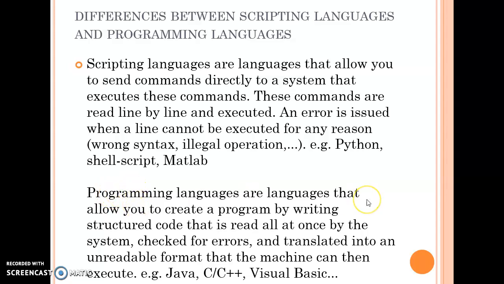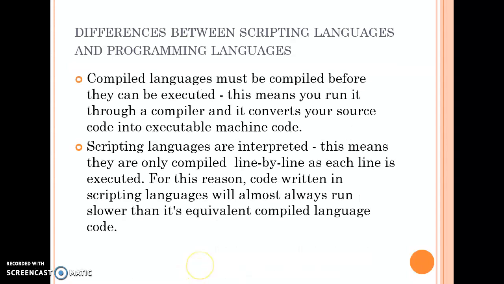Programming languages are languages that allow you to create a program by writing structured code that is read all lines at a time. So programming languages are compiler languages. The compiler reads all the lines at a time, checks for errors, and translates them into an unreadable format. Examples of programming languages are Java, C, C++, VB, etc.